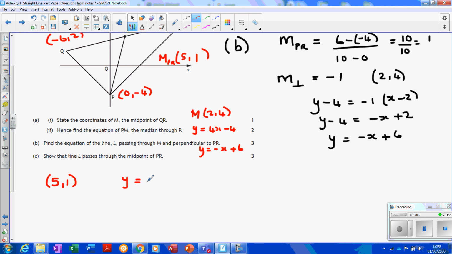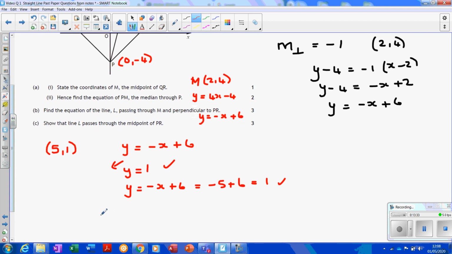The line is y equals minus x plus 6. So the rule is, if I take the y coordinate, it should be equal to minus the x coordinate plus 6. So we'll do that side. Y is equal to, what's y? The y coordinate is 1. So y equals 1. And now I'll work out what it is on here: y is equal to minus x plus 6, and minus x is minus 5, plus 6. So minus 5 plus 6 is also equal to 1. So that and that are the same, therefore the point lies on the line.